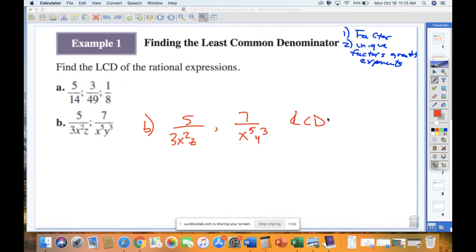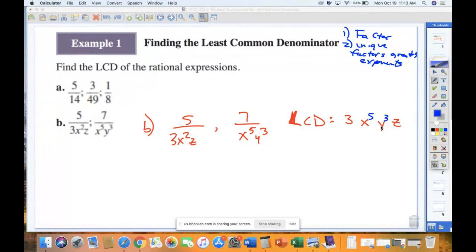So our least common denominator, our LCD, I'm going to inspect. In the bottom, I have a 3. I have an x, and I have a y, and I have a z. 3x, y, and z. And now I just take the higher exponent. Well, I have x squared and x to the fifth. I'm going to take x to the fifth. Y is to the third, and z is just to the first.